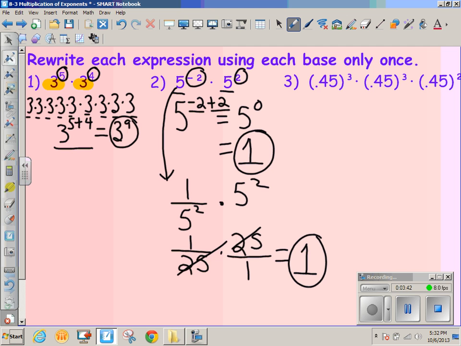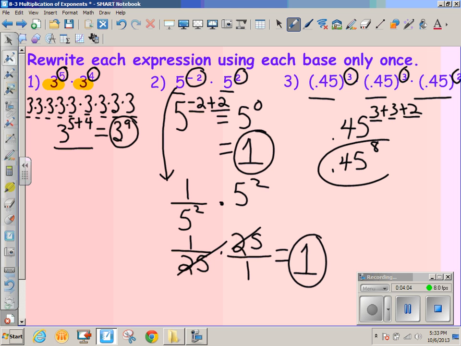Looking at number 3, now we have a decimal base. The decimal base is 45 hundredths. So all we have to do, 0.45 raised to the 3rd power, raised to the 3rd power, and raised to the 2nd power, is add the exponents. 3 plus 3, of course, is 6. And then add 2 more. It gives us 45 hundredths raised to the 8th power.